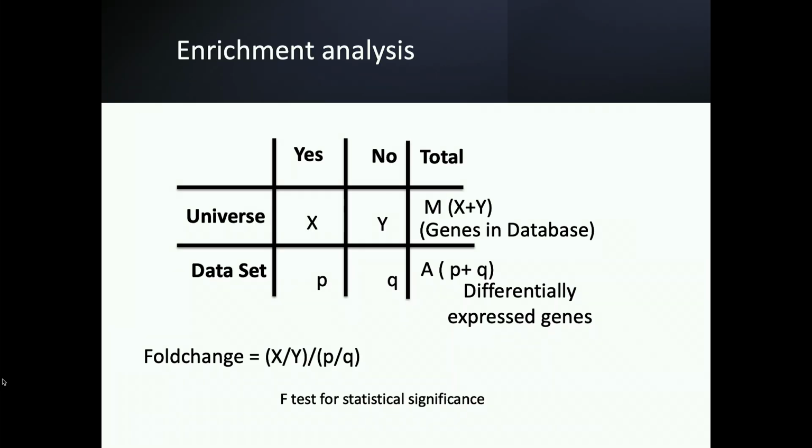Okay. Now, how to do enrichment analysis for GO terms? The idea is very simple. There is something called the universe. GO is a curated database, so somebody is manually reading papers and curating that database.